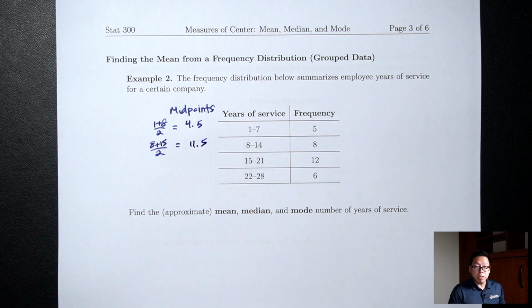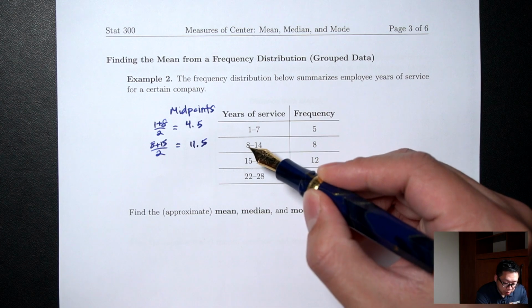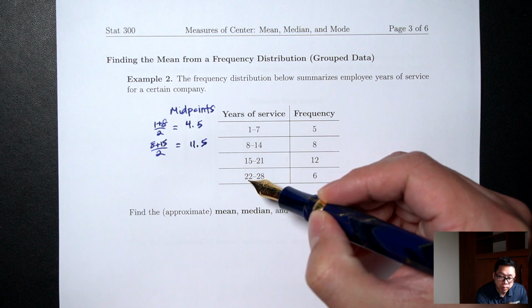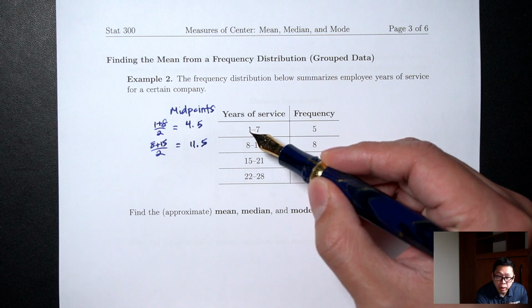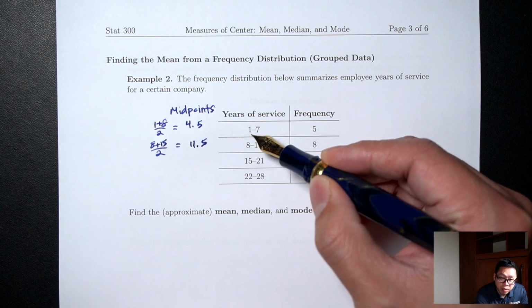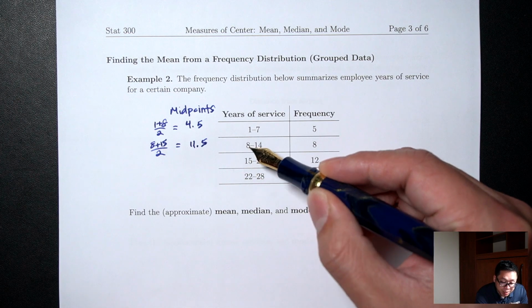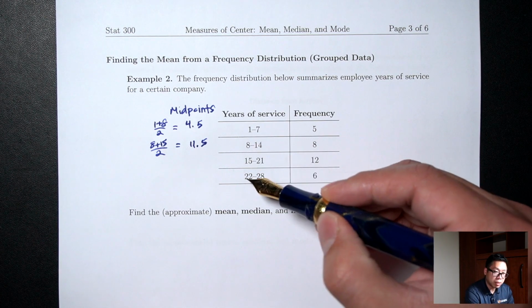Now let me remind you the shortcut for getting the rest of the midpoints. Find a class width. Look at my lowers: 1 to 8, 8 to 15, 15 to 22. How much are these numbers going up by? So 1 to 8, that's going up by how much? 7, right? So you can just say 8 minus 1, that's 7. You can do 15 minus 8, that's 7. So all my lower numbers are going up by 7.